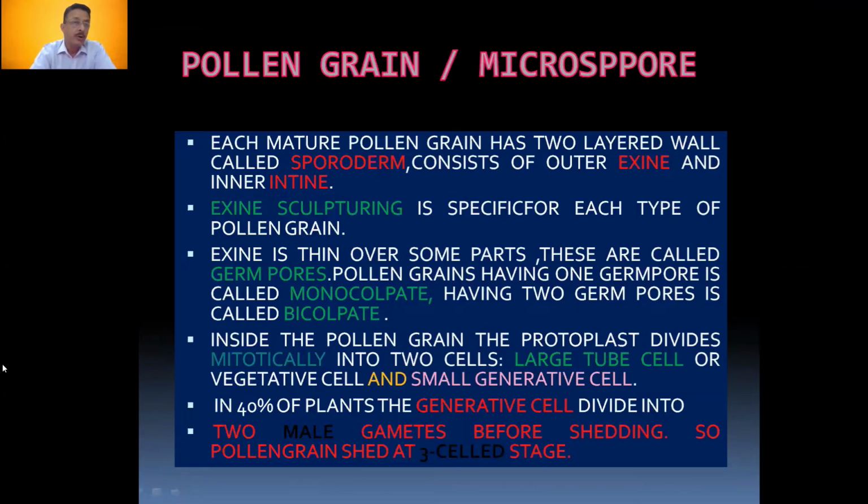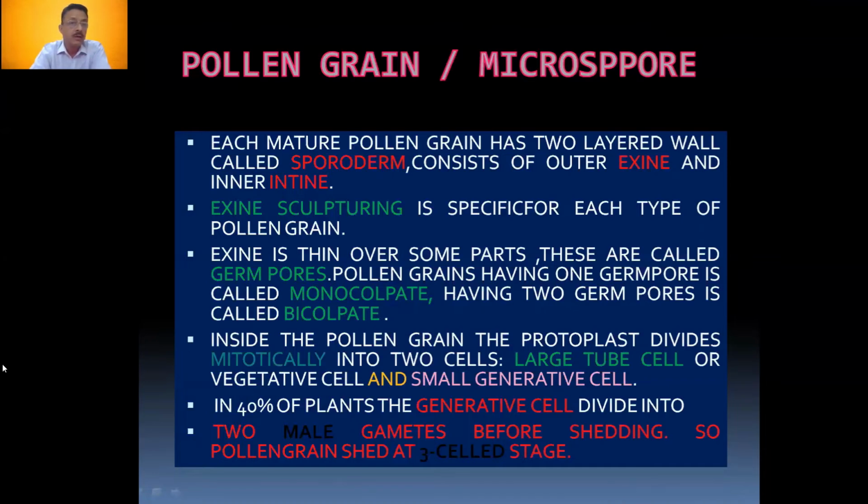Pollen grain जो produce हुआ है, its protoplast will divide into 2 cells in unequal division. The larger cell is called tube cell or vegetative cell, and the smaller one is called generative cell. So this is the 2-celled stage. In 40% of the plants, the generative cell divides into 2 male gametes.